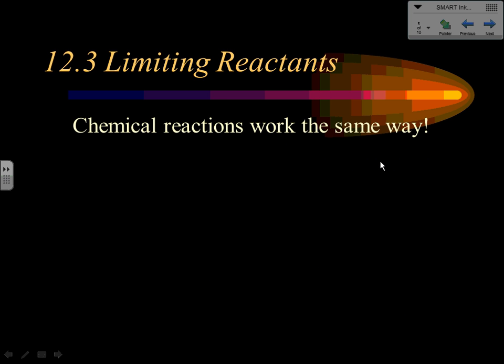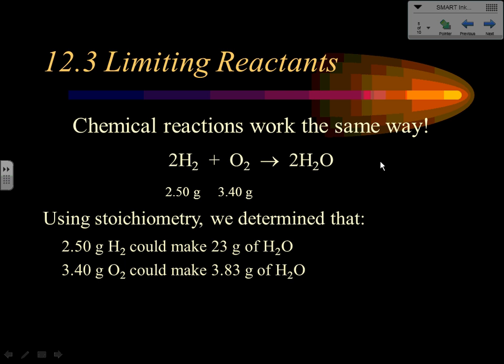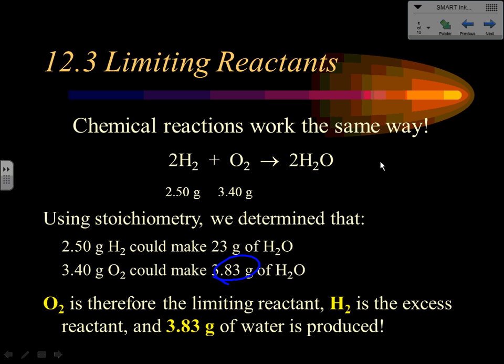Well, remember, chemical reactions work the same way. So going back to this problem, let's get back out of recipes and get back into chemistry here. We figured out that 2.50 grams of hydrogen made 23 grams of water, and 3.40 grams of oxygen could make only 3.83 grams of water. So I could only make 3.83 grams of water, and oxygen was my limiting reactant, and hydrogen was my excess reactant.